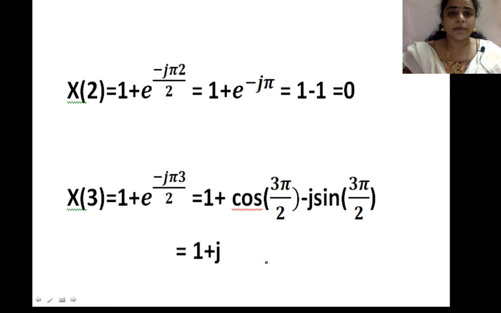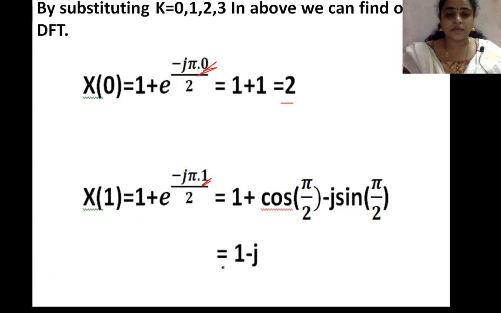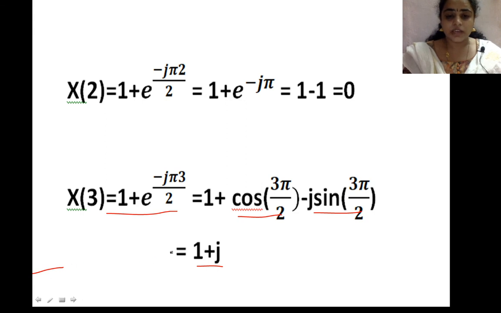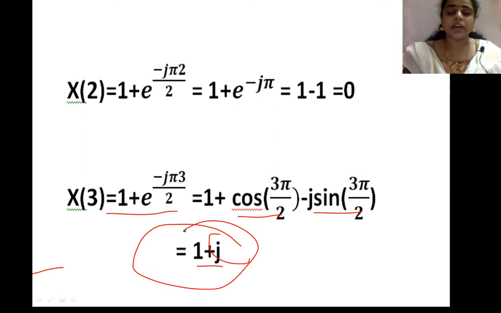X of 2 equal to 1 plus e power minus j pi by 2 times 2, and if you substitute, that will be 0. And now X of 3 is equal to this one. If you substitute the values, this value is minus 1, so 1 plus j will come. If you observe, for X of 1 the sample is 1 minus j, for X of 3 the sample is 1 plus j. If a complex value exists in the output, definitely the complex conjugate will also appear in the output signal. In this way we can find the DFT of a signal.